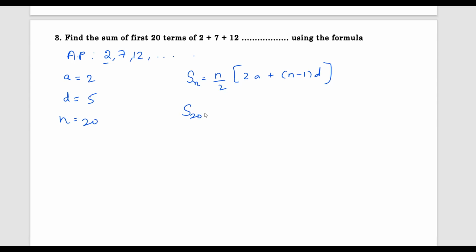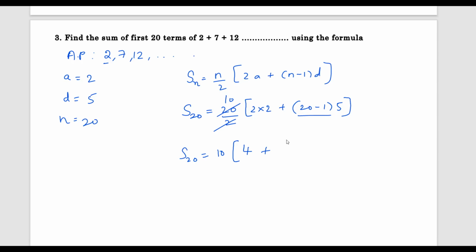Now S20, that is sum of 20 terms, equals 20 by 2, that is n by 2, is 20 by 2, 2 times a is what? 2 times 2, plus 20 minus 1, that is n minus 1 is 20 minus 1, d is what? 5. S20 equals 2 1s are 2, 2 10s are 20. We get 10 into 2 into 2 is 4, plus 20 minus 1 is 19 into 5. S20 equals 10 times 4 plus 19 into 5. 19 into 5 is 95. Now we get 10 into 4 plus 95 is 99. 10 into 99 is 990.